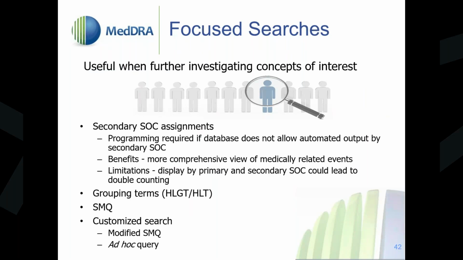So the benefits, of course, of using the secondary SOC is now you have a deeper dive. You have a more comprehensive view of your events of interest. But the limitations, now remember, when you're looking at secondary SOC, it means that every adverse event on your reports is showing up with all possible SOC assignments. So if it's linked to 3 SOCs, it's going to show up 3 times. That doesn't mean that your adverse events suddenly increased 3-fold. It's just you're looking at all the SOCs that are linked to that preferred term.